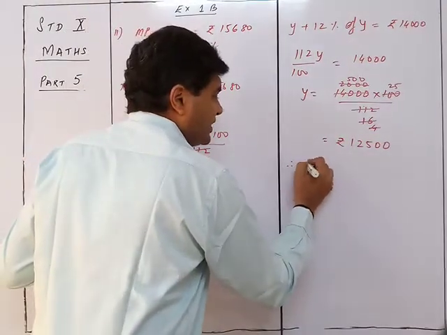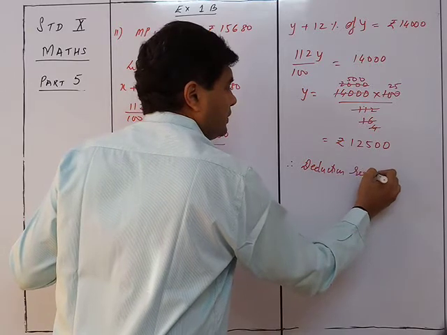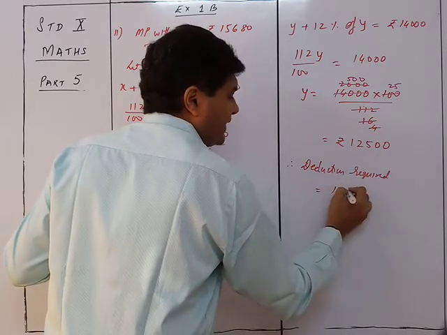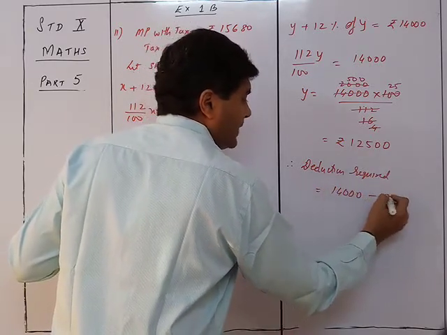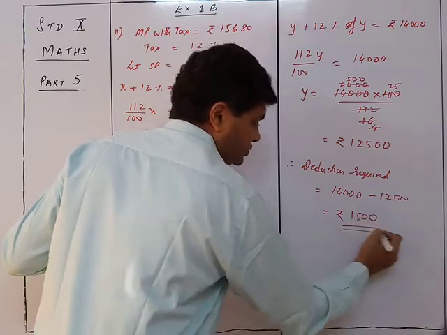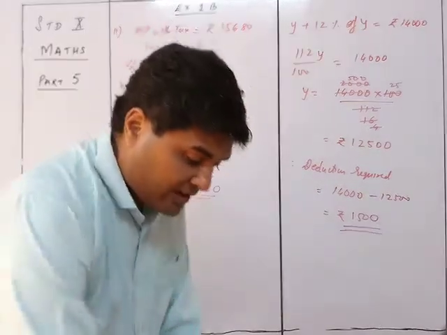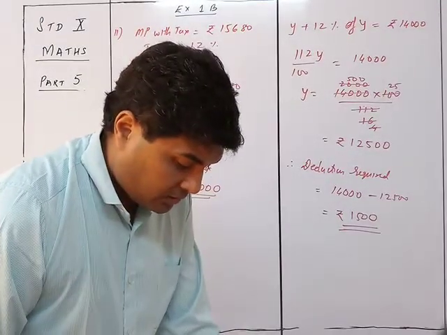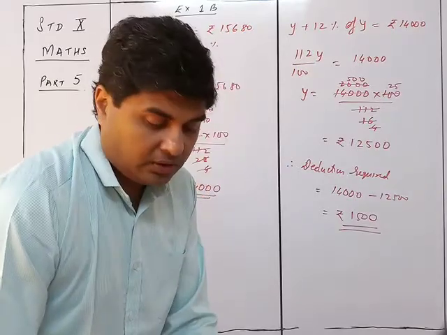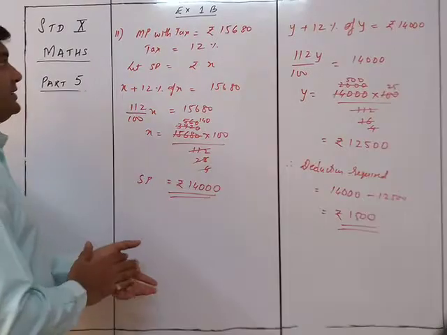Therefore the deduction required will be equal to 14,000 minus 12,500, which is equal to rupees 1,500. So the answer for the required reduction is rupees 1,500. We'll check the answer. Yes, it is 1,500, so that is the right answer. So this is how you do sum number 11.